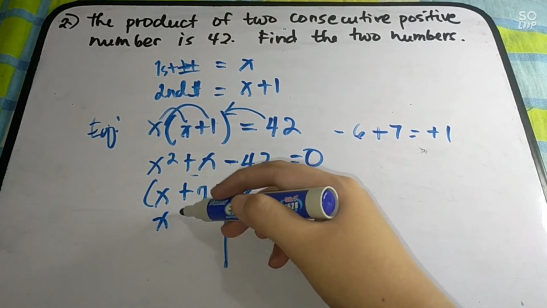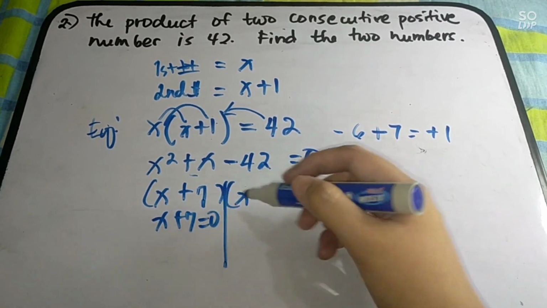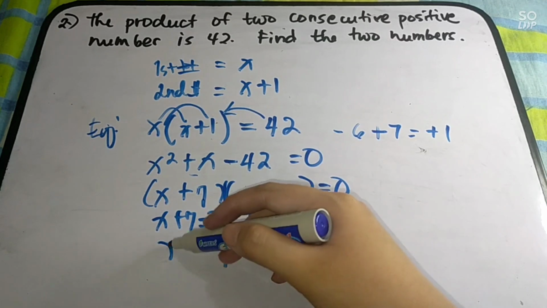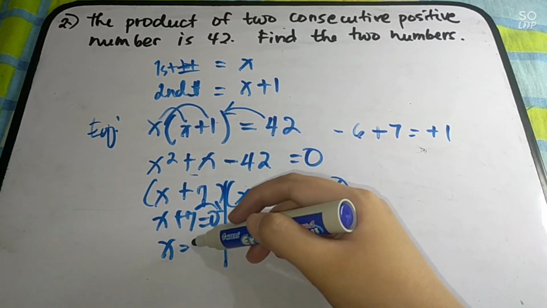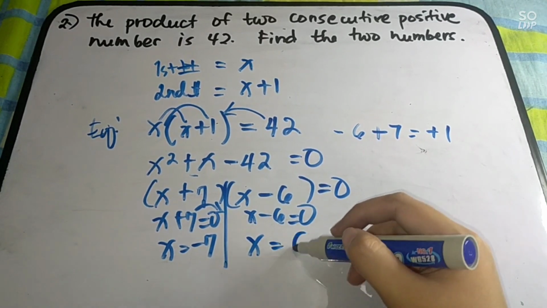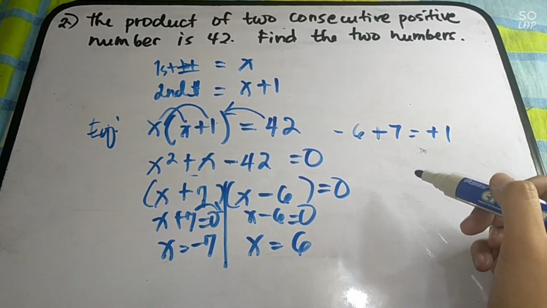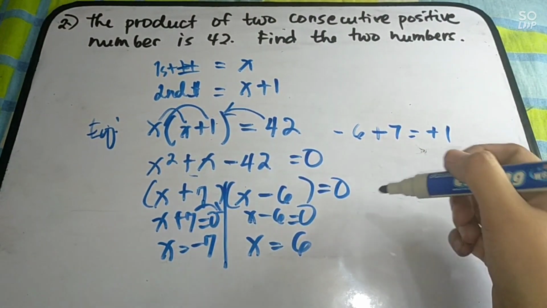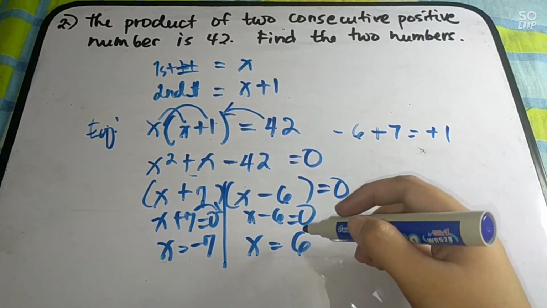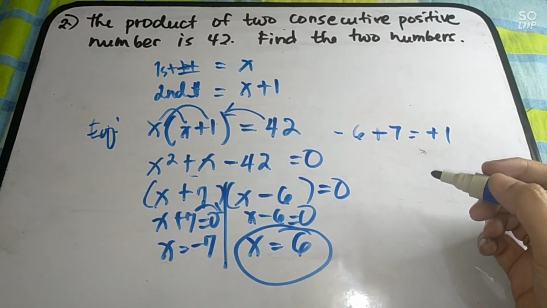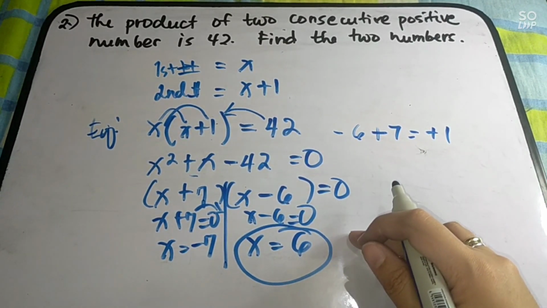Then let us use the zero property. We have here x plus 7 equals 0, then x minus 6 equals 0. Then solving for x, just transpose, that is negative 7. Then x is equal to positive 6. The problem says consecutive positive numbers. Since we are looking for positive, therefore what we will put as the answer is x equals 6, which is a positive number.